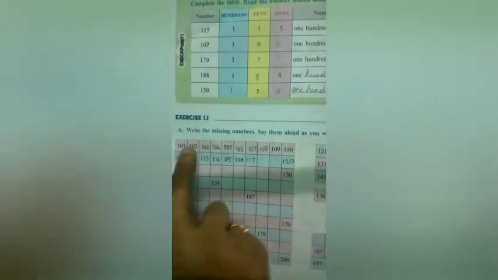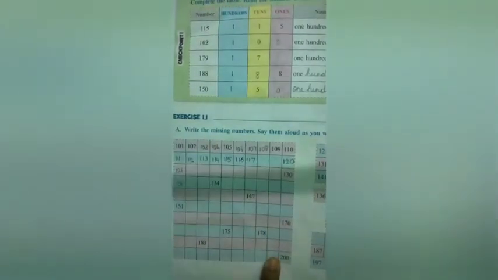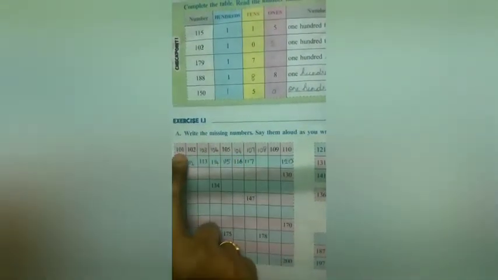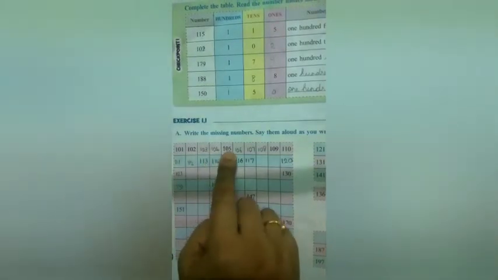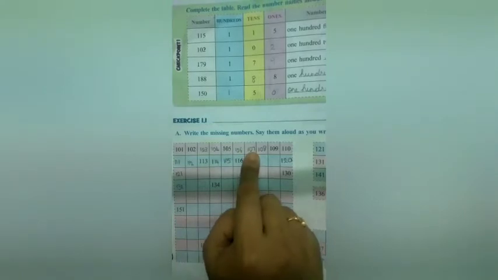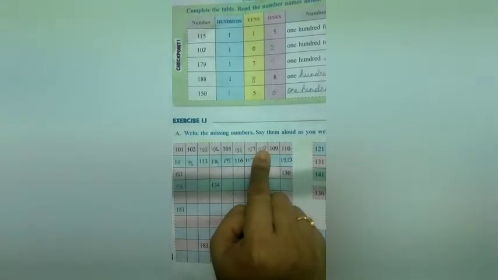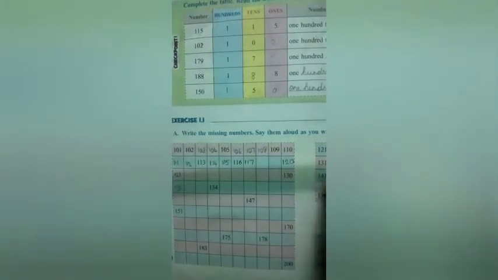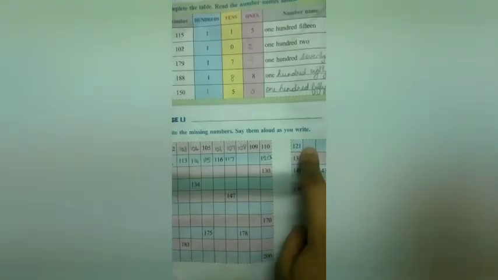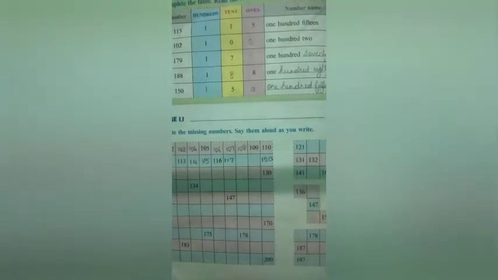Then on page number 6, you can see, write the missing numbers from 101 to 200. Okay, so you can write 101, 102, 103, 104, 105, 106, 107, 108, 109, 110. You have to complete it. Then you have to write the numbers here, 121, 122. You have to complete these columns also.